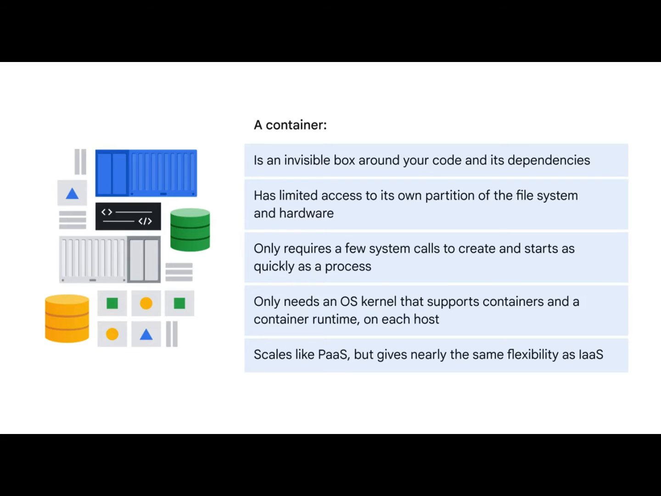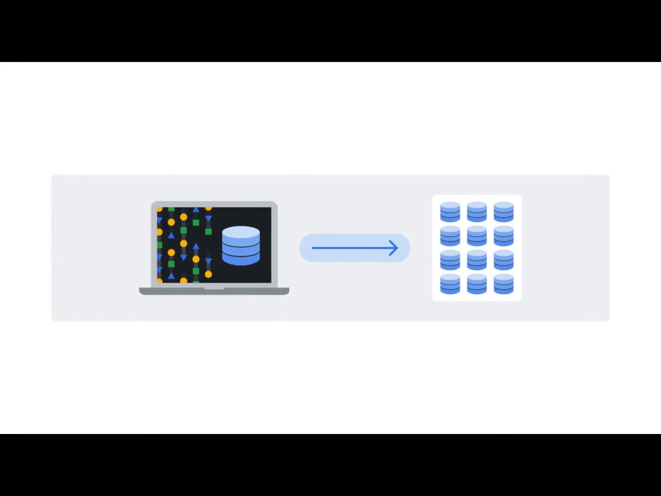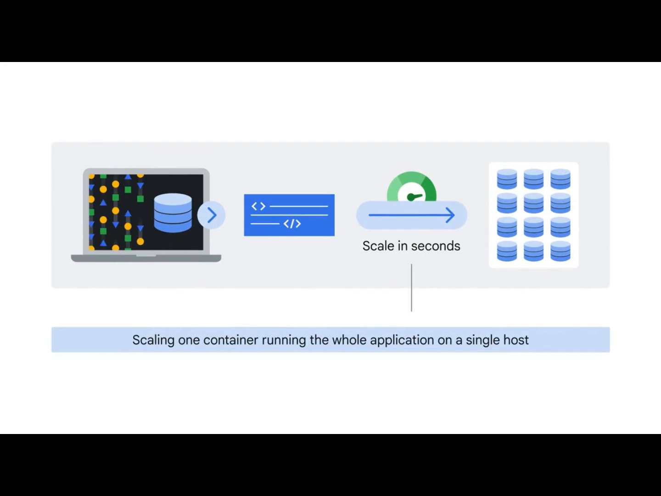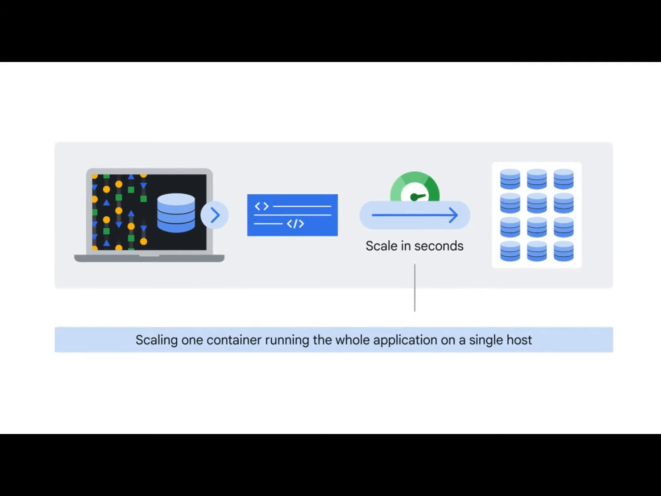So you can go from development to staging to production, or from your laptop to the cloud, without changing or rebuilding anything. As an example, let's say you want to scale a web server. With a container, you can do this in seconds and deploy dozens or hundreds of them, depending on the size of your workload, on a single host. That's just a simple example of scaling one container running the whole application on a single host.